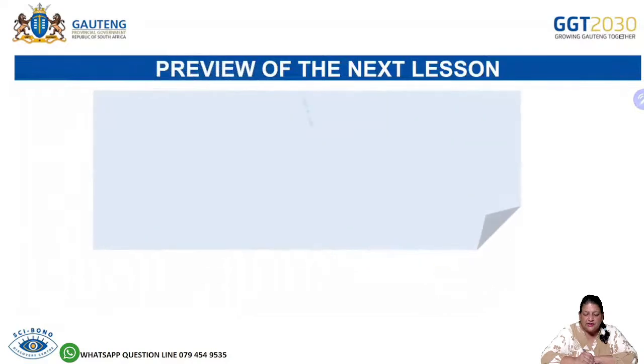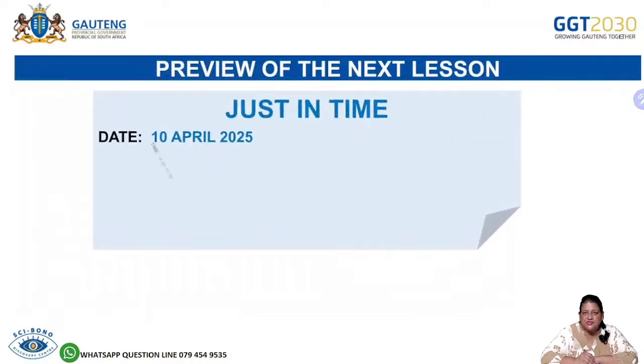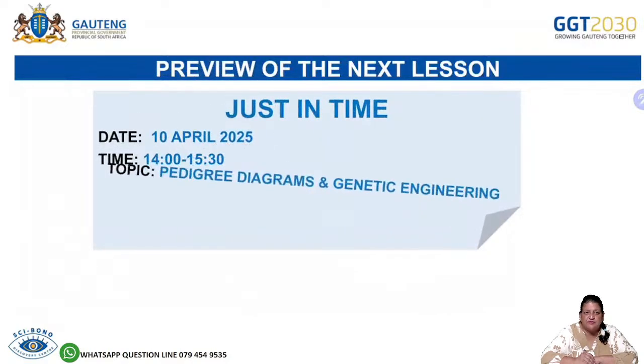Okay, so the next lesson, learners, will be the just-in-time lesson on the 10th of April from 2 to 3:30, and then we're going to be discussing pedigree diagrams and genetic engineering. Thank you.